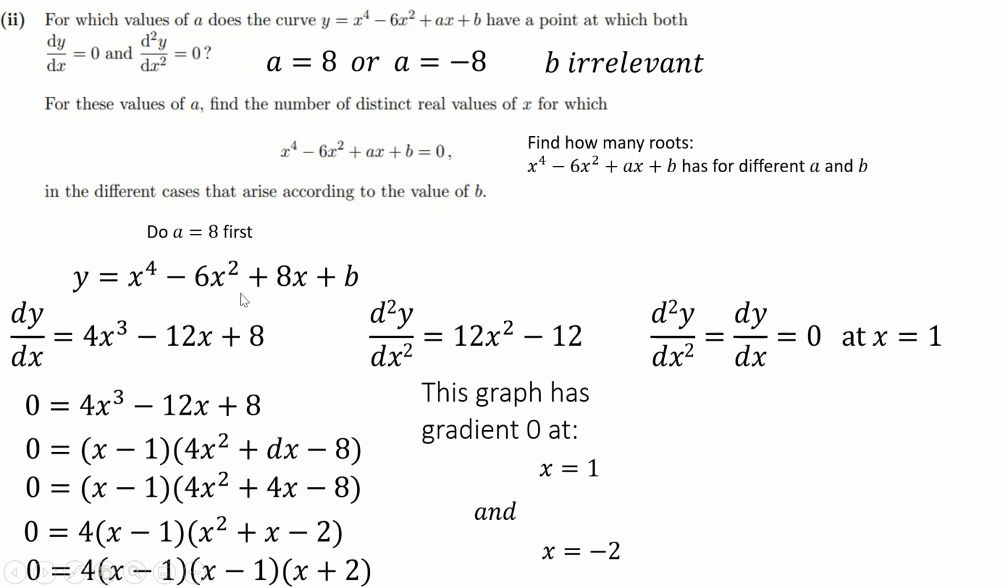And what I can do now is figure out, well, where are those points for y? Like, where on the curve are they? I know that it has gradient 0 at 1 and minus 2, but where is the actual curve? Well, I just need to put 1 and minus 2 in here. So let's put 1 in first. 1 minus 6 plus 8 plus b. So the coordinates are 1, 3 plus b. 1 minus 6 is minus 5 plus 8 is 3, 3 plus b.